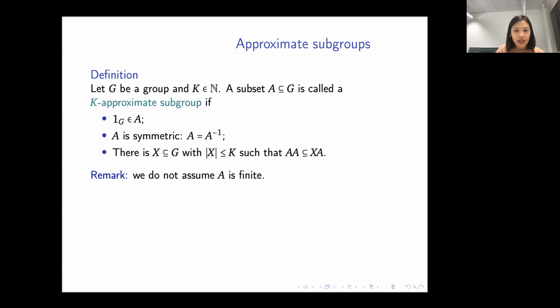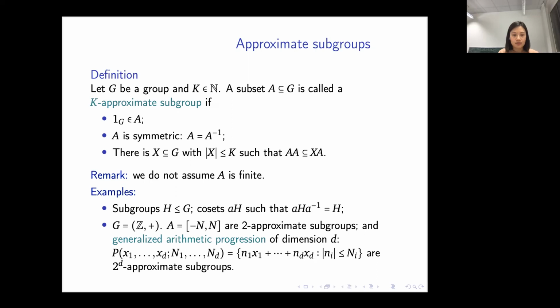and A is almost closed under product. So there is a finite set X, a subset of G, of size bounded by K, such that A times A is contained in XA. So A times A is contained in at most K left translates of A itself. And here, in the definition, we do not assume A is finite. And so examples of approximate subgroups are subgroups and cosets of subgroups aH such that H is normalized by A.